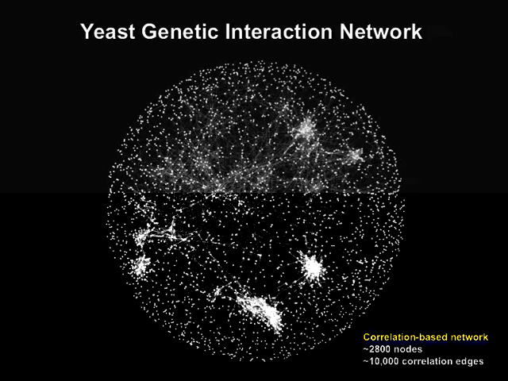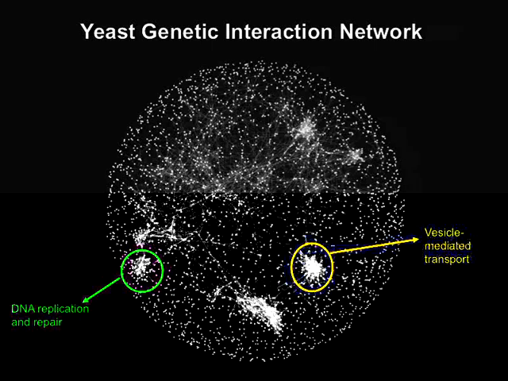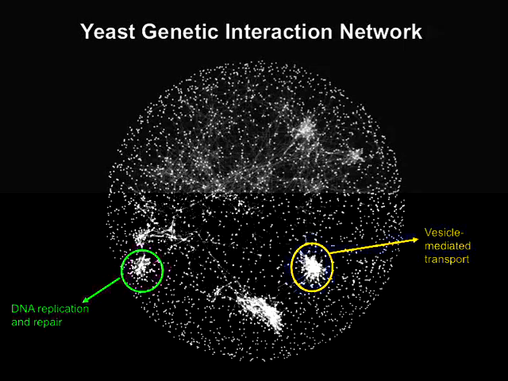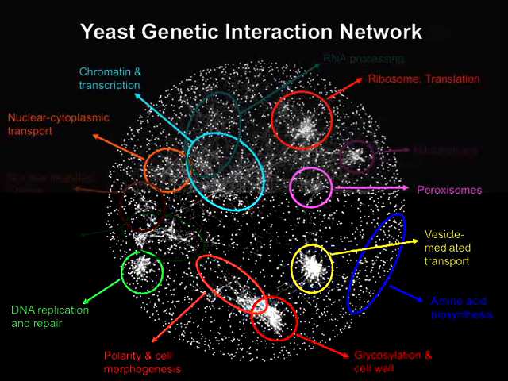We went to look at functional enrichment in each of them, and we found that, for example, this cluster is hugely enriched for genes working in DNA replication and repair. The genes in this cluster are enriched for pretty much all genes involved in intracellular transport and secretion. And in fact, every single group on the map was enriched for one major functional category in the cell.